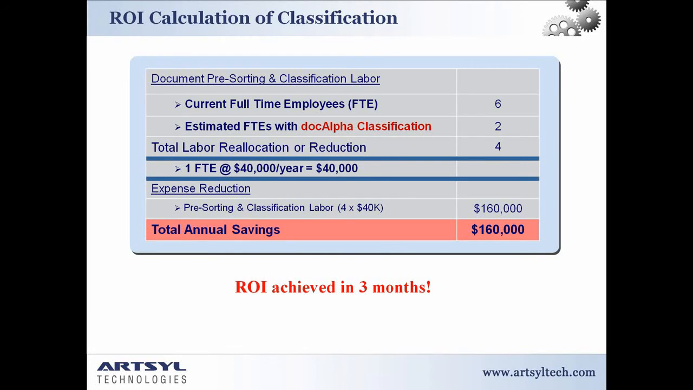Now, with this calculation in mind, if you translate it to hard dollars, a typical full-time employee with benefits per year is about 40 grand, depending on which part of the country you are in. And since we are reallocating or reducing 4 of those, it's 40,000 times 4, it's 160,000 that the system brings in directly in the very first year of use. If you take a typical cost of a classification system based on docAlpha, that means that you achieve your return on investment in as few as 3 months based on such a project. So it's a very fast ROI, and in today's economy, it's a big driver behind the sales.